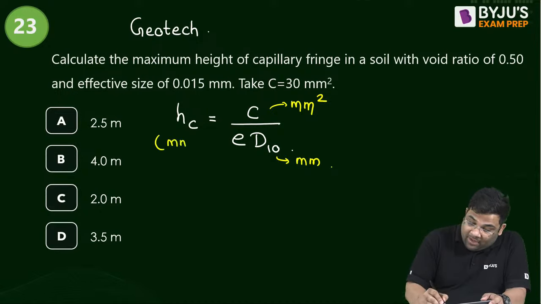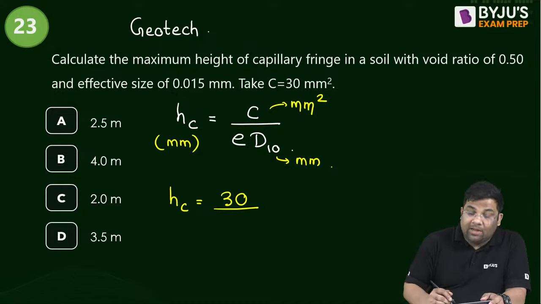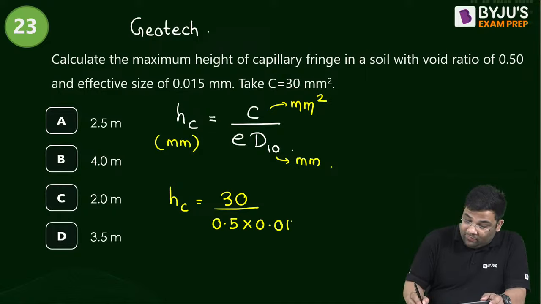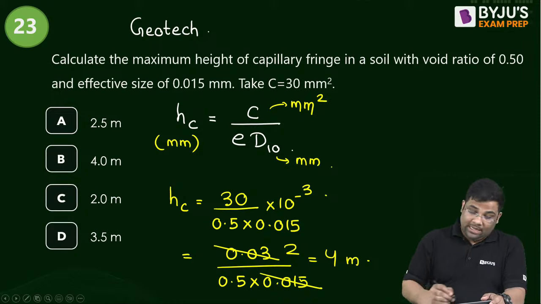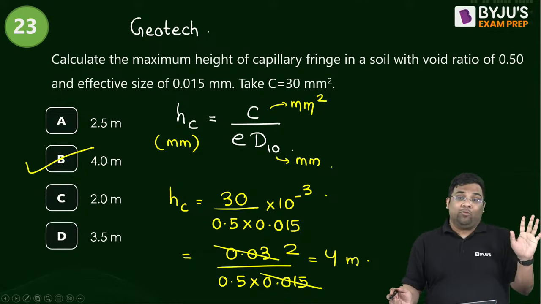So, if I find out the height of capillary rise, this will be 30 by the void ratio given 0.5 and effective size given 0.015. This answer is in mm. If I want to convert into meter, because the answers are given in meter, I'll multiply by 10 to the power minus 3. So this will become 0.03 by 0.5 into 0.015. Again, you can do the calculation, getting 4 meter. Again, a straightforward direct formula.